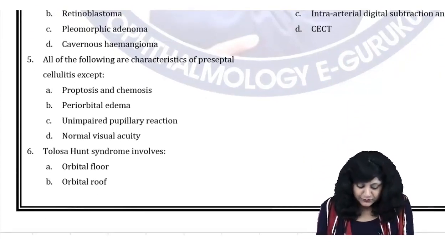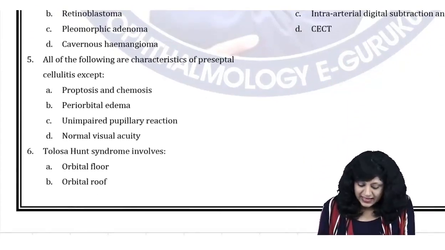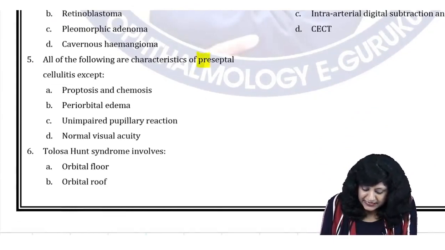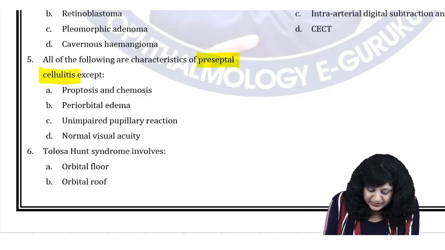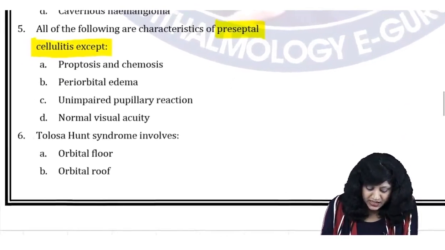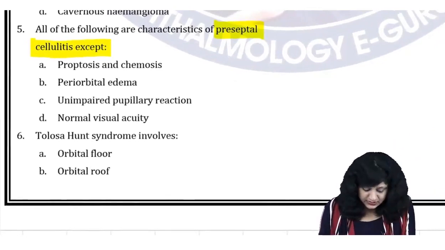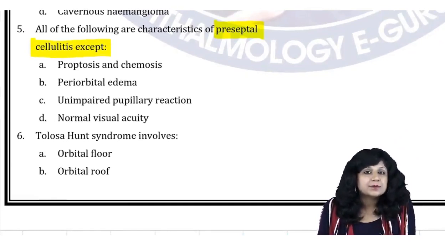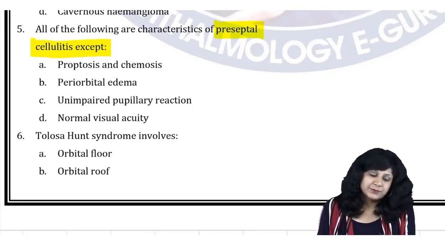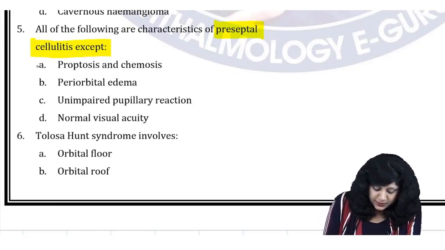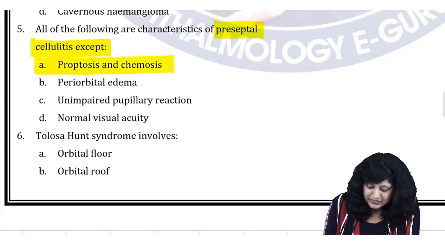Question number 5. All of the following are characteristics of preseptal cellulitis except. The options are proptosis and chemosis, periorbital edema, unimpaired pupillary reaction, or normal visual acuity. So the answer to this question is proptosis and chemosis.